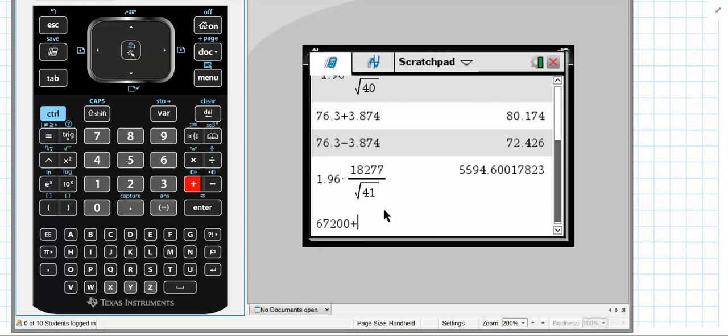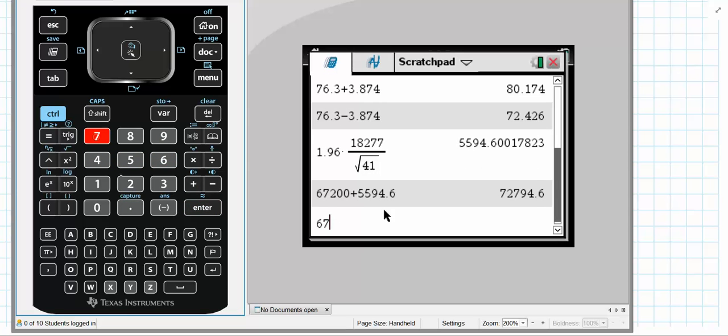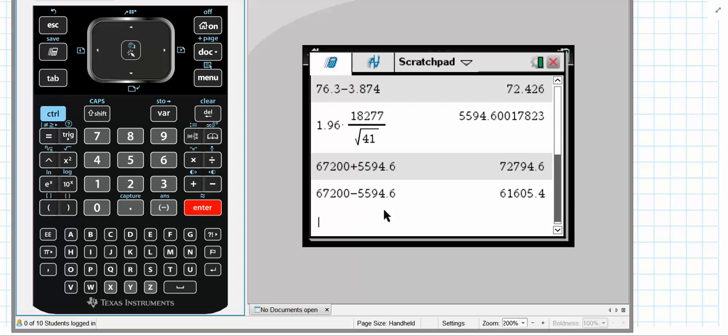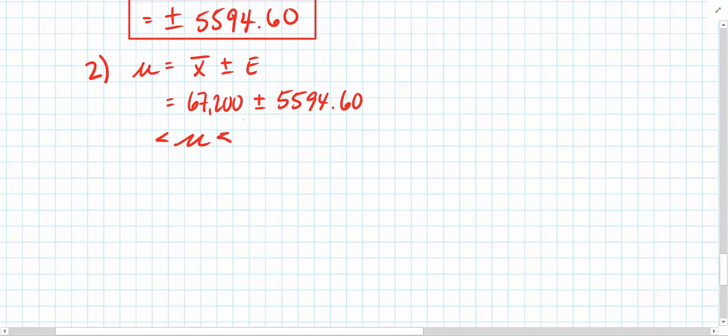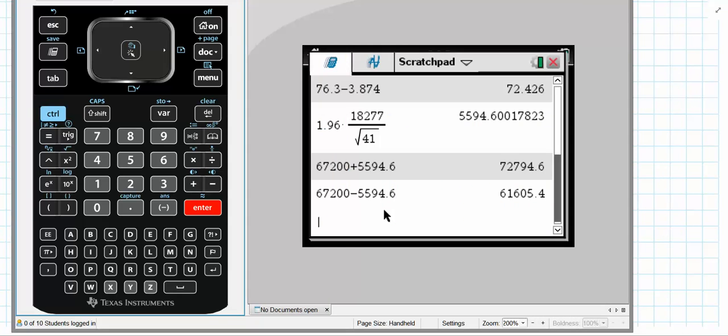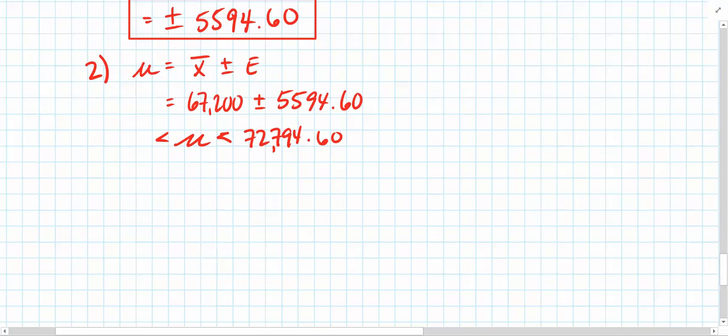67,200 plus 5594.6 and 67,200 minus 5594.6. So we have an upper limit of $72,794.60 and a lower limit of $61,605.40.